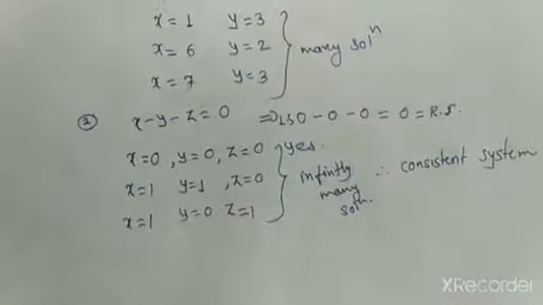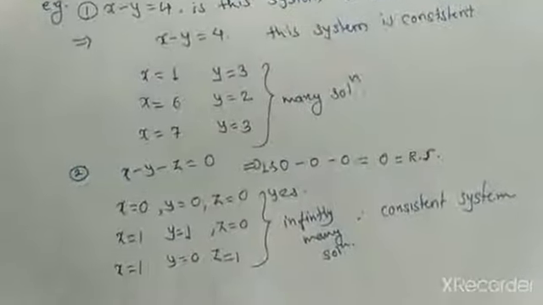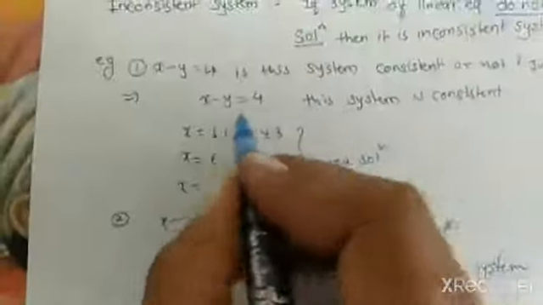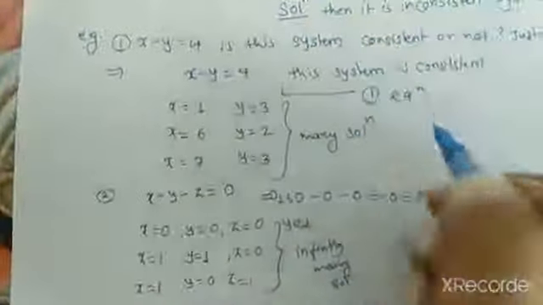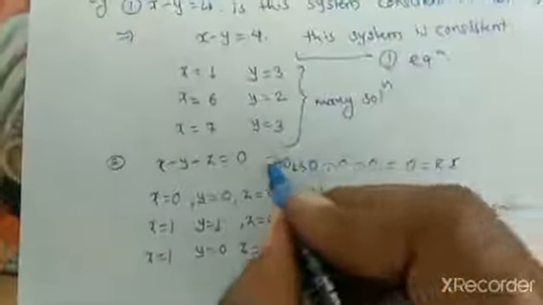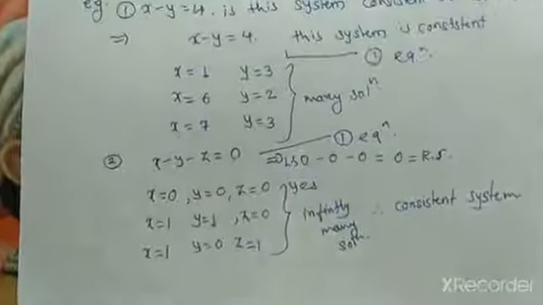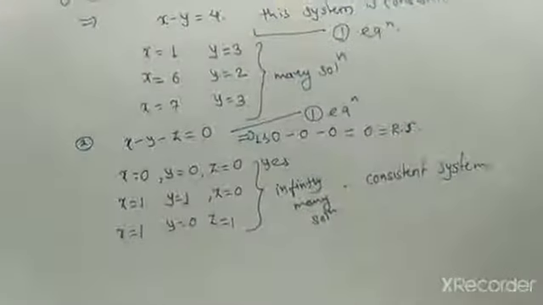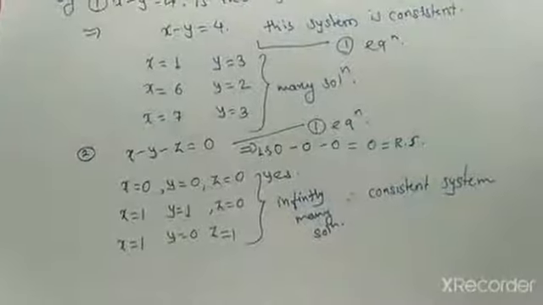When the system consists of only one equation, like both of these examples, here x minus 1 is equal to 4, only one equation is given. In this system also only one equation is given. So this type of example is always consistent. We have to check inconsistency when more than one equation is there.